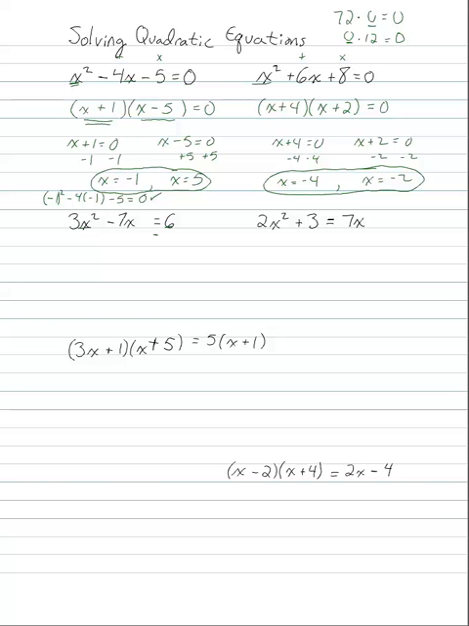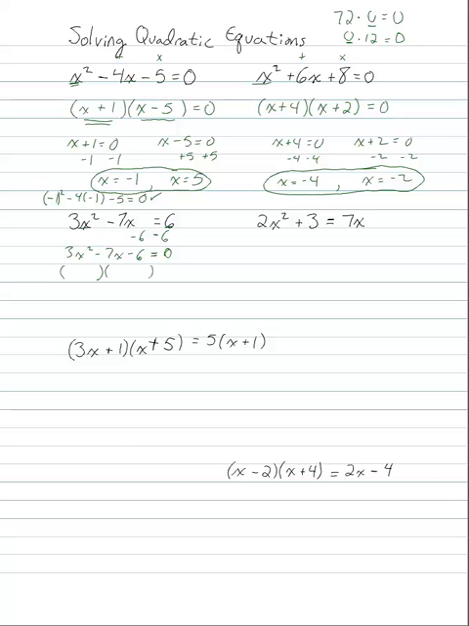So to do that, I'm going to subtract 6 on both sides. I will get 3x squared minus 7x minus 6 equals 0. And now I want to factor this. We should know 3 different ways to factor this now. I'm going to factor by trial and error just because that's the way I prefer.